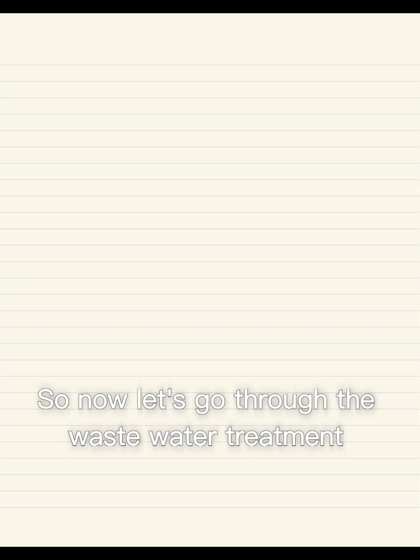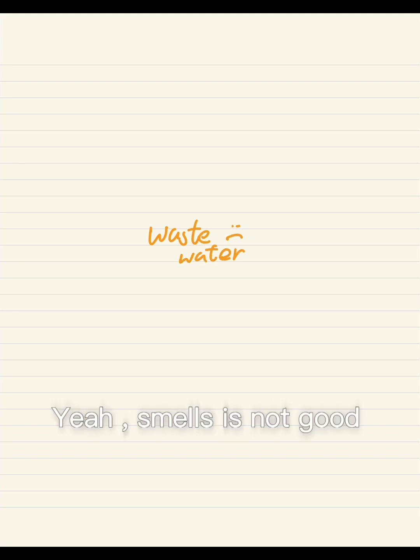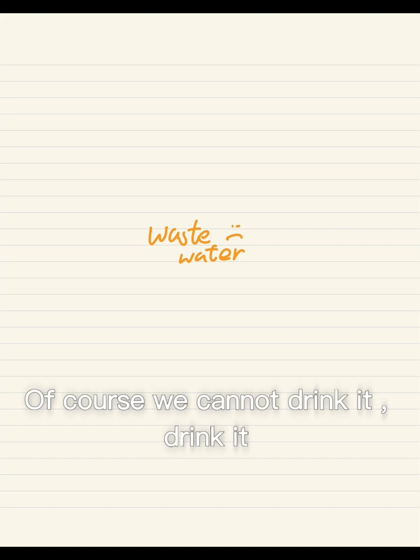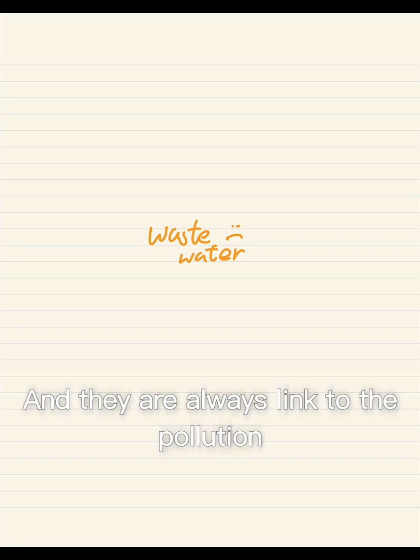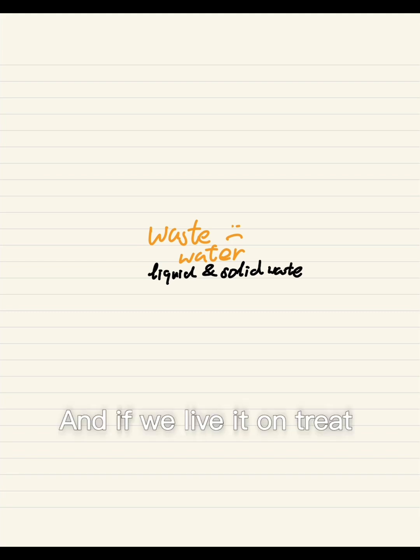So now let's go through the wastewater treatment. We know that wastewater is not good. Yeah, it smells bad, and of course we cannot drink it, and it's always linked to pollution. But yeah, that's the truth. So when we're talking about this, we first need to know that it consists of liquid and solid waste all together. And if we leave it untreated, there'll be pathogens.